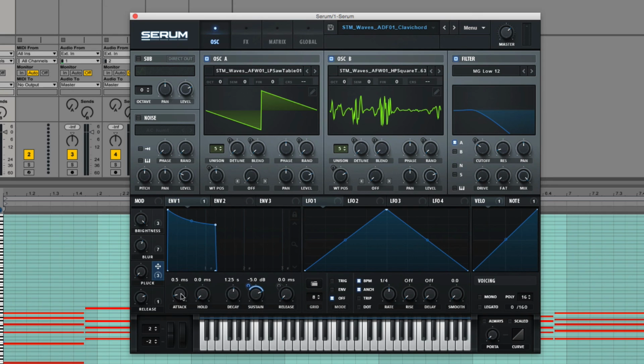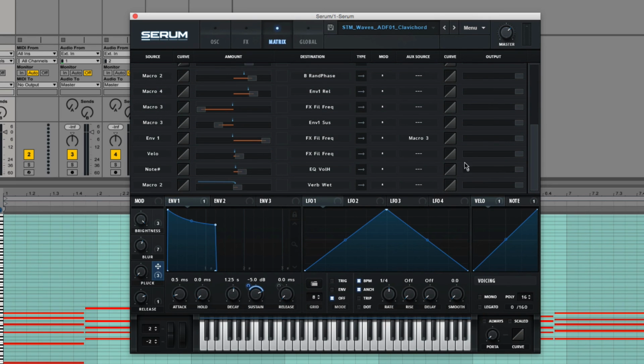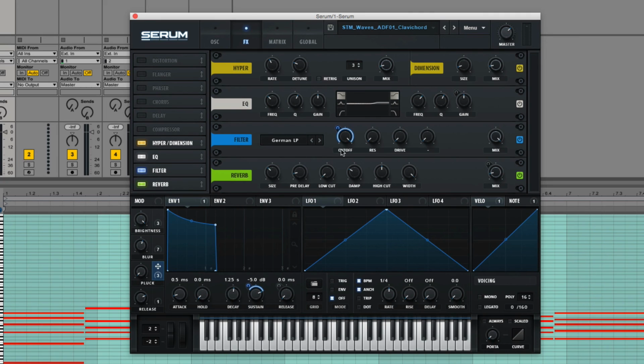Pluck turns this into a pluck, and you do that by decreasing the sustain on your main envelope. And where else? It affects how much envelope 1 affects the filter here. This is where the pluck is. I forgot.